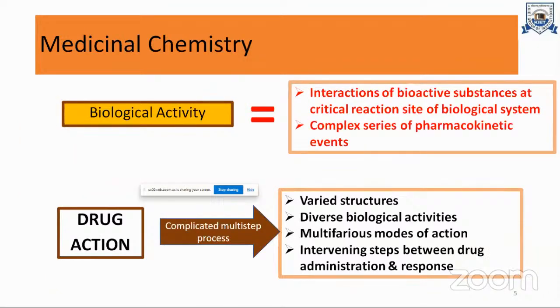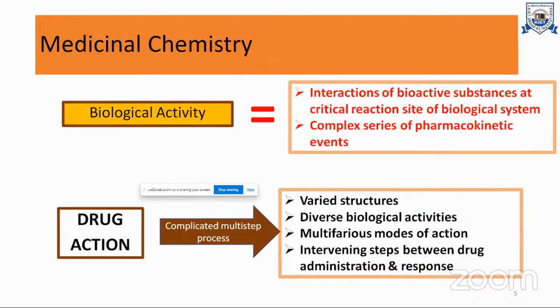Now, in this process of lead identification, there are certain parameters which we keep in mind, like the biological activity of the molecule. How are we going to say that the molecules we are planning are biologically active? We need to be very specific about the way we predict that, because it is already proven that biological activity is observed because of the interaction of certain bioactive substituents with the target, or, as I have written here, at the critical reaction site of the biological system.